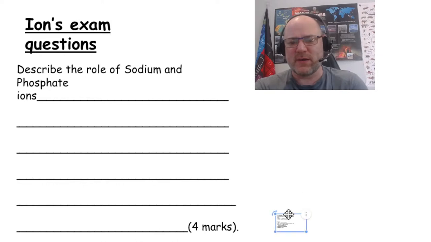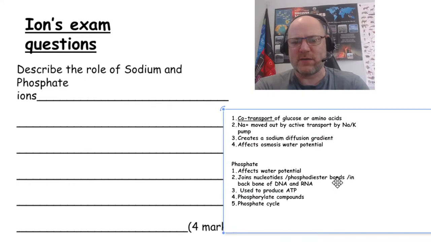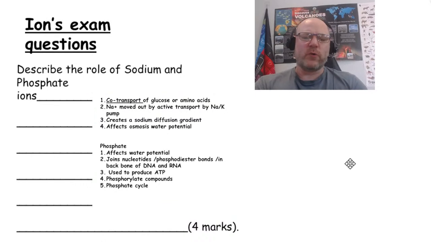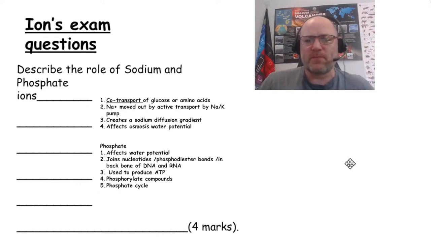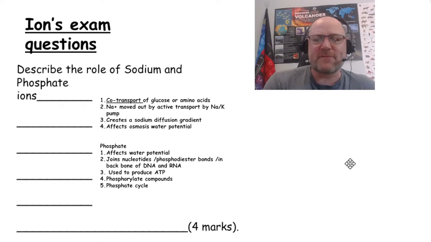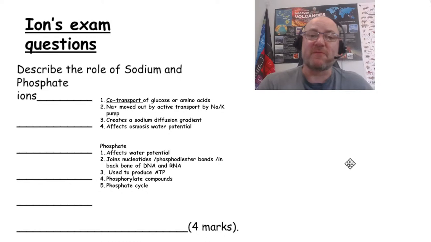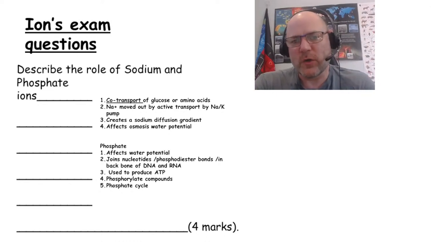So let's have a look at the answers here. Lots of answers there. So there's four different ones for sodium. For sodium, we could say co-transport, underline, they love that word, of glucose or amino acids. Sodium moved out by active transport. Sodium diffusion gradient, they affect the osmosis of water. Phosphate, found in nucleotides, DNA, RNA, used to make ATP, to phosphorylate compounds. Ooh, found in the phosphate cycle. Okay, coolio.